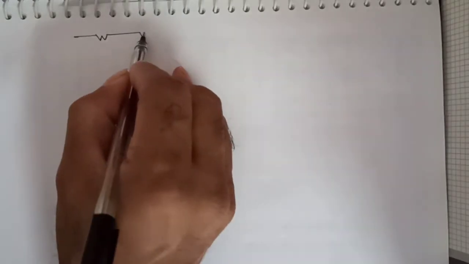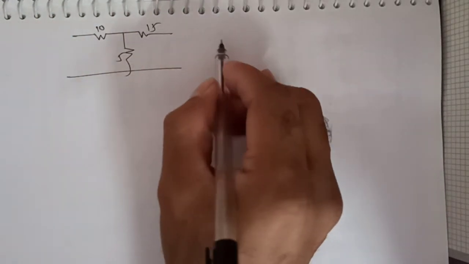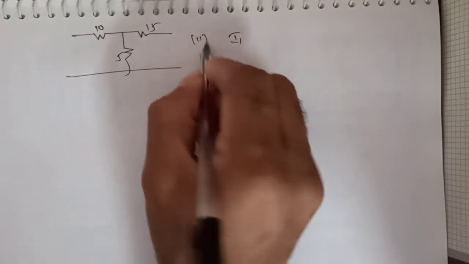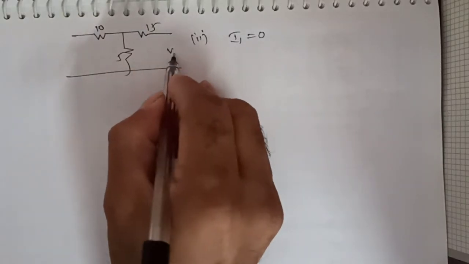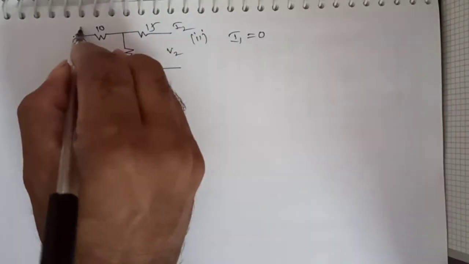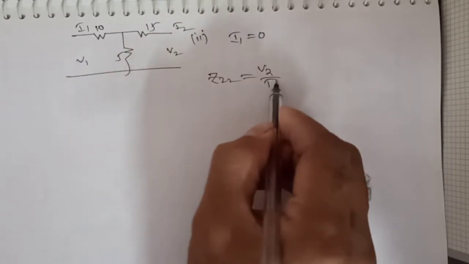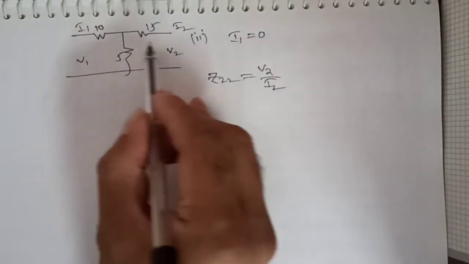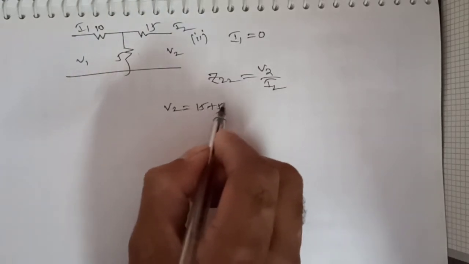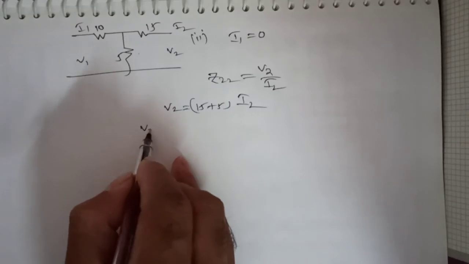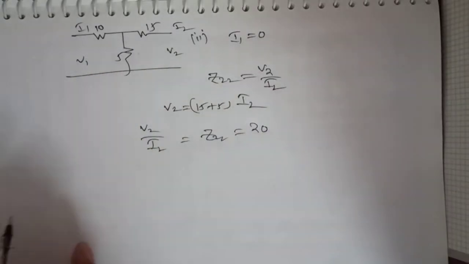Now we take the same network, I'm drawing it once again: 10, 5, 15. Case 2 is making I1 equal to 0. Whenever I1 is 0, we have to find V2 and I2, V1 and I1. First parameter Z22, V2 by I2. Whenever I1 is 0, this port is open circuit. V2 is simply V2 equal to 15 plus 5 into I2. So V2 by I2 is equal to Z22, that is equal to 20.